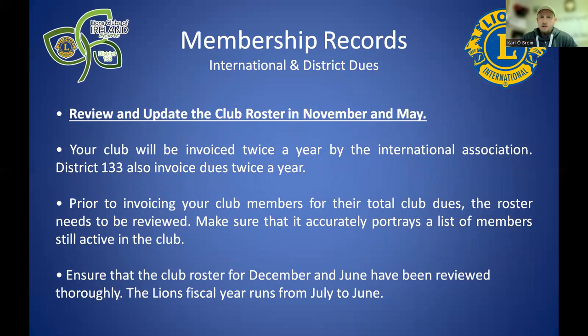Your club will be invoiced twice a year by the International Association, and District 133 also invoice dues twice yearly. Prior to invoicing your club members for the total club dues, the roster needs to be reviewed. Make sure that this accurately portrays the list of members that are still active within your club, because whatever members are listed on MyLCI for your club, that's what your club will be charged in terms of dues. Ensure that the club roster for December and June have been reviewed thoroughly. The Lions fiscal year runs from July to June.